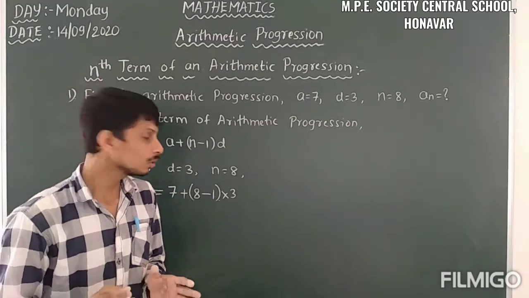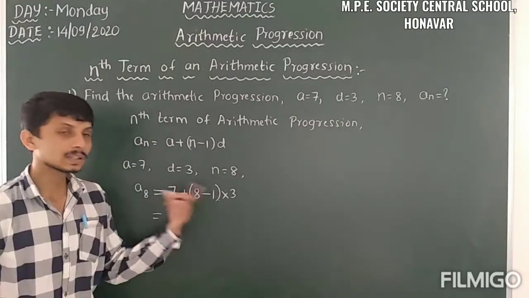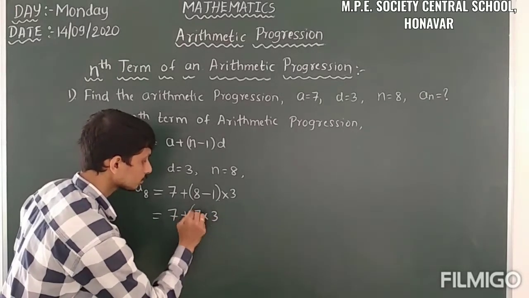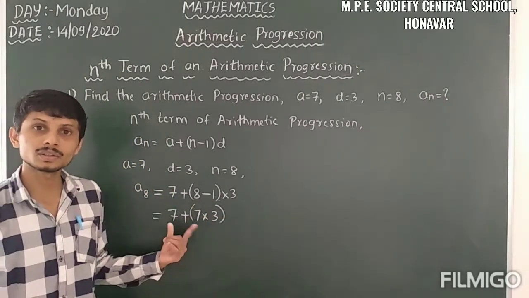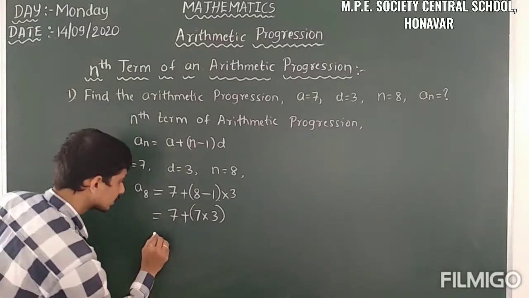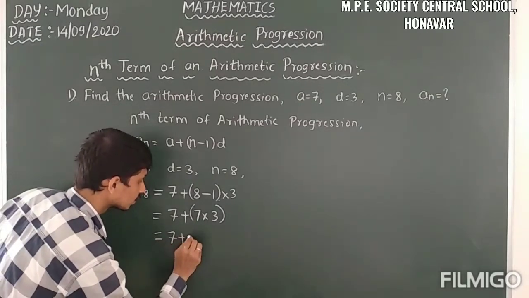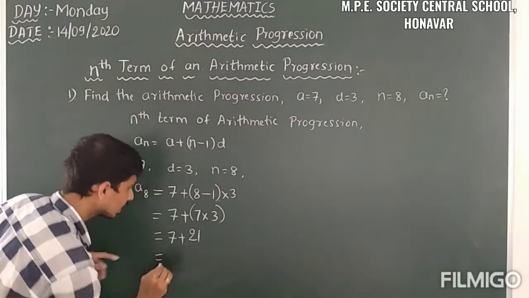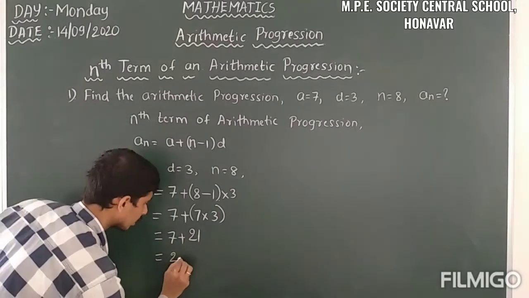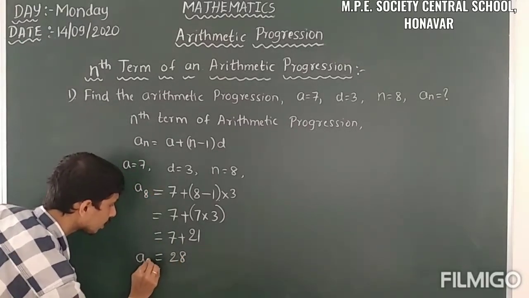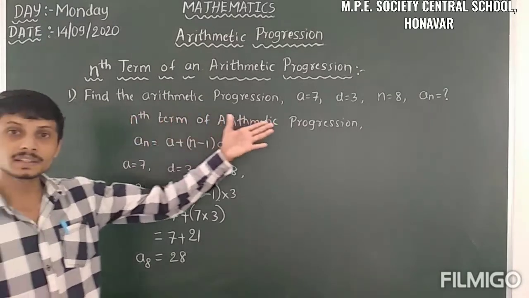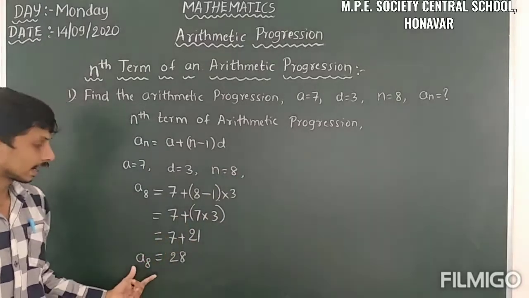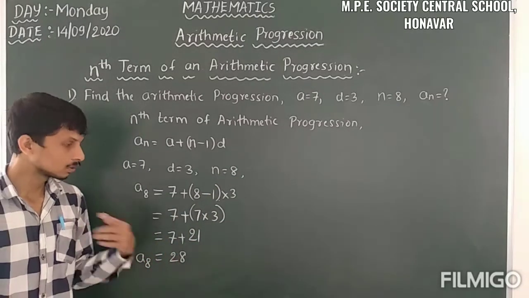So for that we have to be aware of the BODMAS rule. Firstly we have to open this bracket here: 7 plus 7 into 3. Then it will become bracket, 7 into 3. So it is equal to 7 plus 21. 7 into 3 is 21. Then 21 plus 7 is 28. That means the 8th term of this AP, the arithmetic progression whose first term is 7 and common difference is 3, is 28.